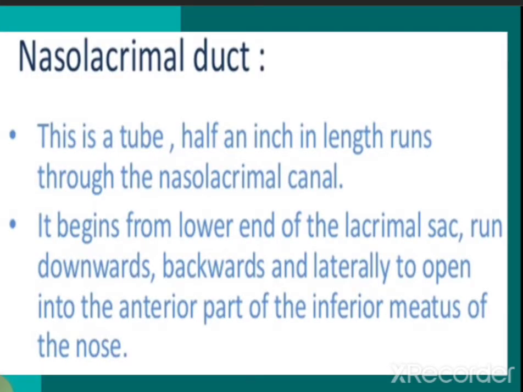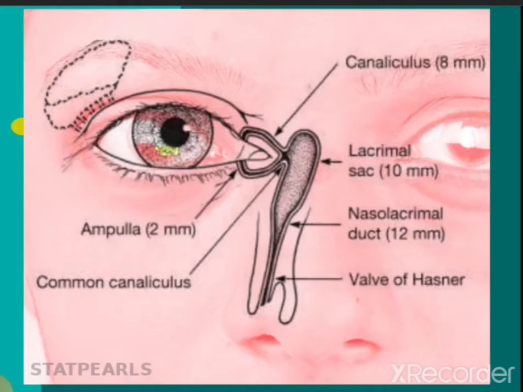Nasolacrimal duct. It is a tube half an inch in length and runs through the nasolacrimal canal. It begins from the lower end of the lacrimal sac. It runs downwards, backwards, and laterally and opens into the inferior meatus of the nose.